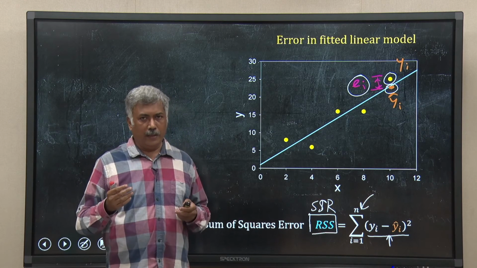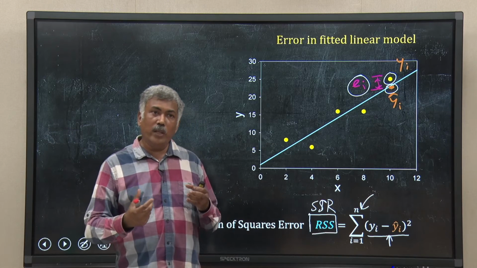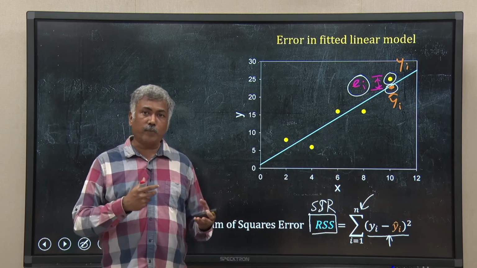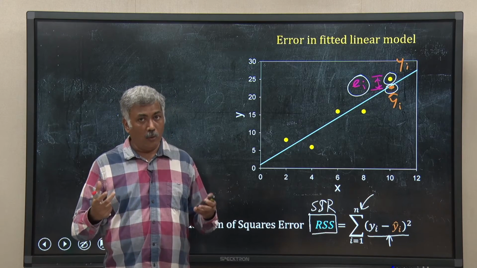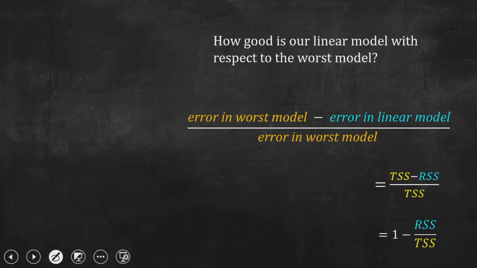Now, I will compare. I will create a parameter which will tell me how good my linear model is with respect to this bad or Coarse model. How do I define that parameter? Let us see. I take the error in the Coarse model and subtract the error in my linear model, and then I divide the whole thing, the difference, by the error in the Coarse model.